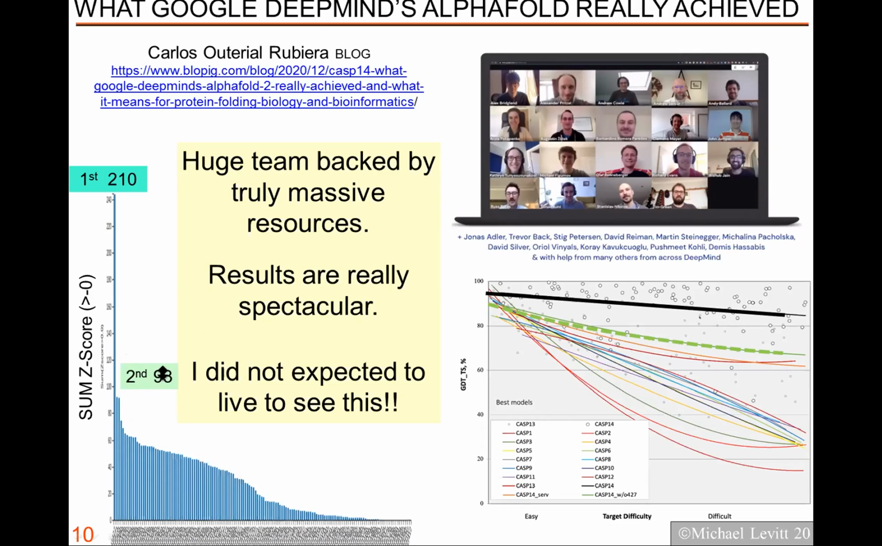But the important thing is that with enough resources, DeepMind was able to do something really amazing. And what is surprising is they did better in all categories. This is just showing, so CASP has been improving over the years.